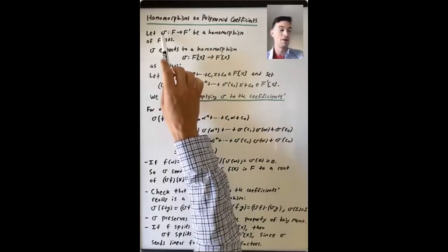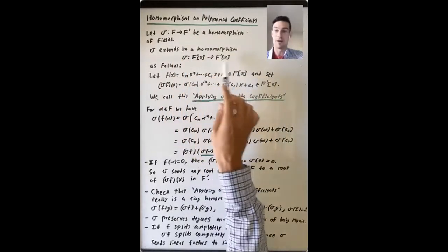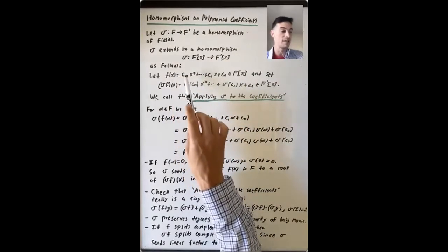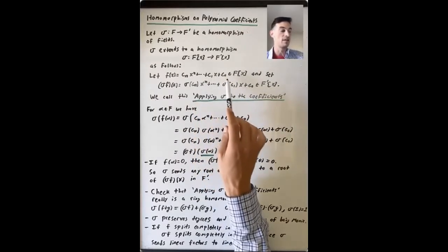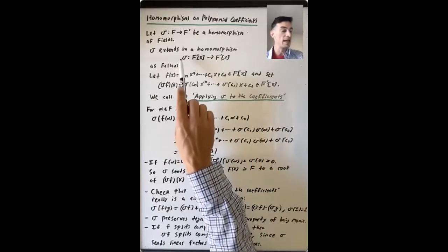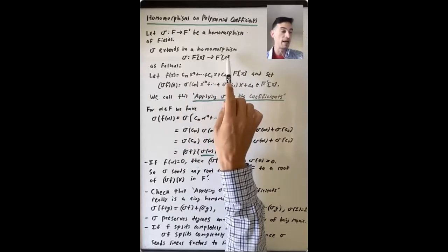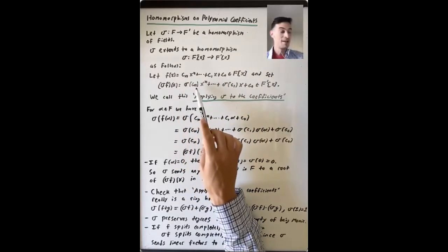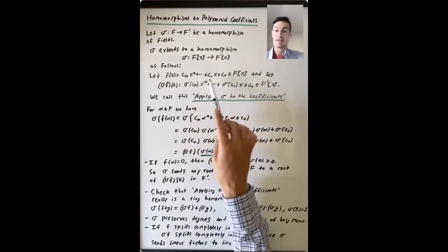So I'm going to show you how this sigma, this homomorphism from F to F', gives this homomorphism of these polynomial rings. We're going to take a polynomial f(x), which has coefficients c_n x^n + c_{n-1} x^{n-1} + ... + c_1 x + c_0. So these c_i's are in your field F. And we're going to define sigma of f to be a polynomial in F'[x]. So sigma of f(x) is going to be the polynomial we get by just applying sigma to each of the coefficients defining f.